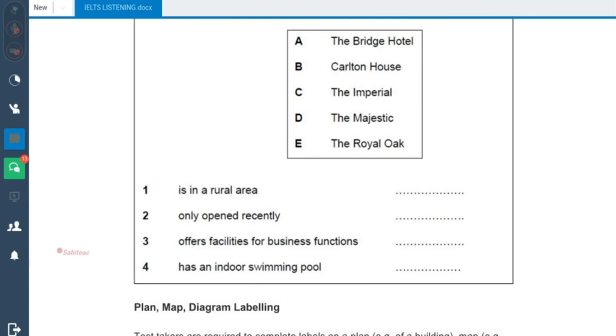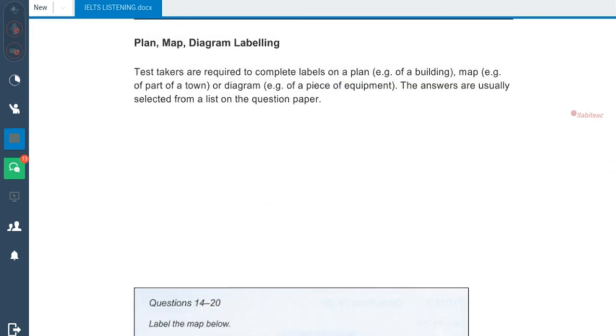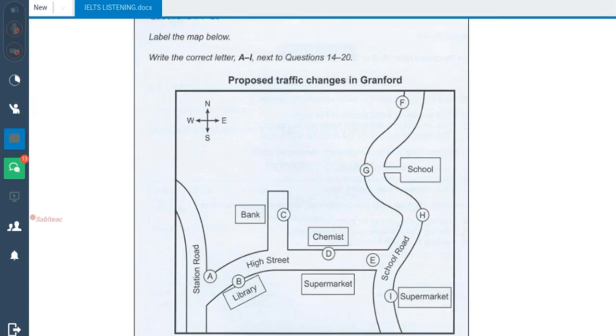Now the next question type in the listening section that I will be discussing is plan, map, or diagram labeling. For these question types, test takers are required to complete labels on a plan, map, or diagram. The answers are usually selected from a list on the question paper. Let me show you some examples.